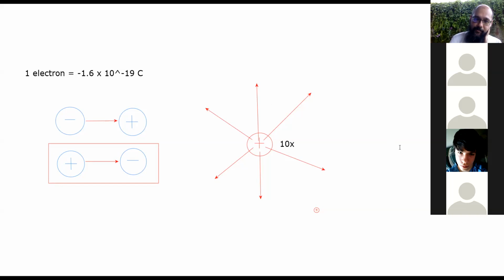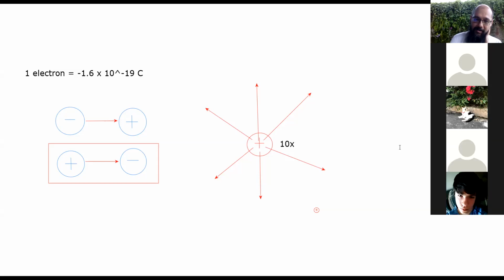I don't really know. Okay. GA, what do you think? I don't know. Quick question. Can't you just draw the same thing but smaller?